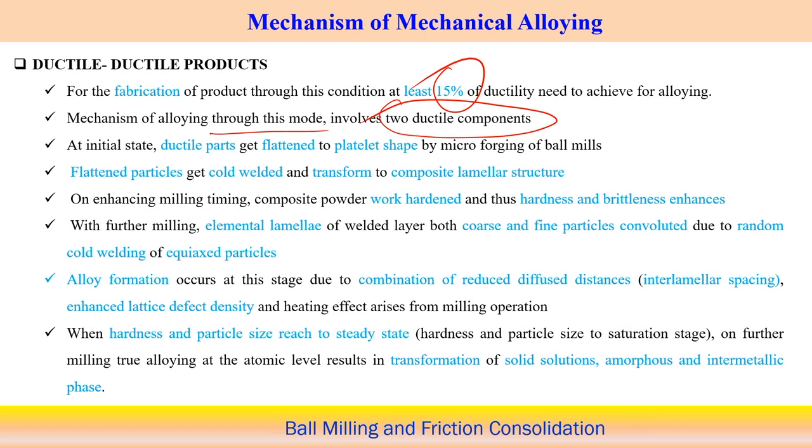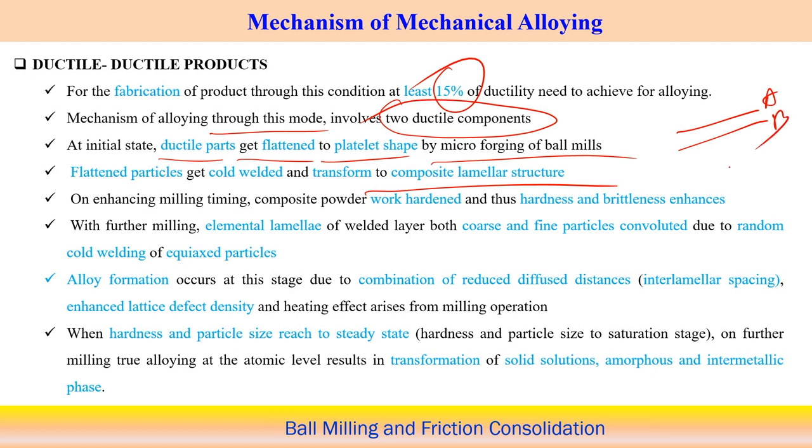So at the initial state, ductile particles get flattened through the interaction of the ball milling, and then they try to reach the platelet shape, and some micro forging by the balls might happen in this case. So the flattened particles go through plastic deformation, they can easily cold weld, and transform into a composite, lamellar type of structure. So metal A and metal B become more flattened, then they cold weld together and create some kind of lamellar structure.